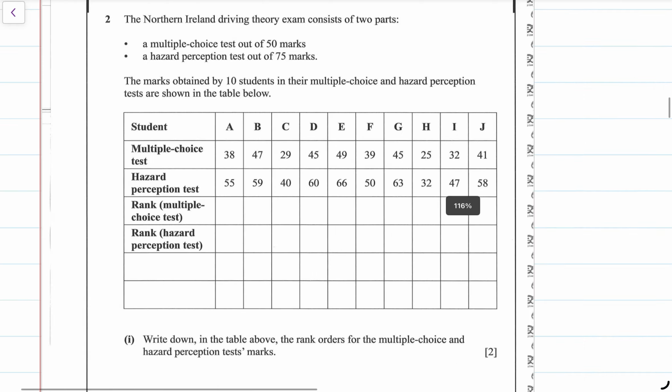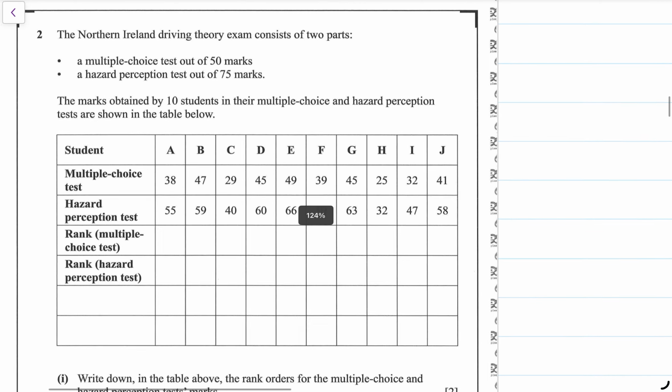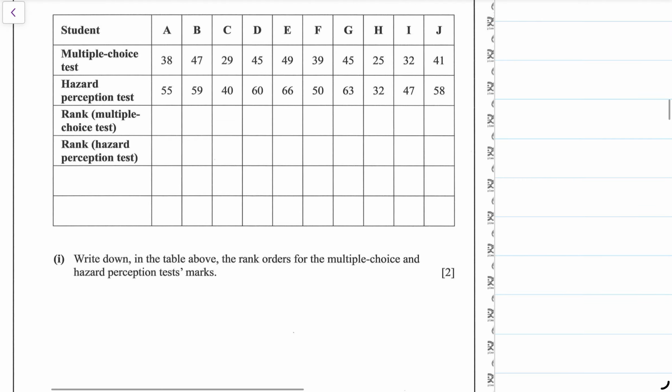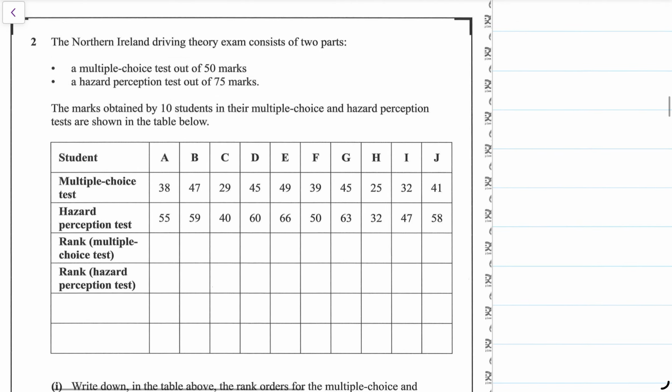Next one, what's this? Spearman's rank, is it? Northern Ireland driving theory exam consists of 2 parts, a multiple choice test out of 50 and a hazard perception test out of 75. The marks obtained by 10 students in their multiple choice and hazard perception tests are shown in the table below. And then you've got all of their results. And then what you could do is write down in the table below above the rank orders of the multiple choice and hazard perception tests.